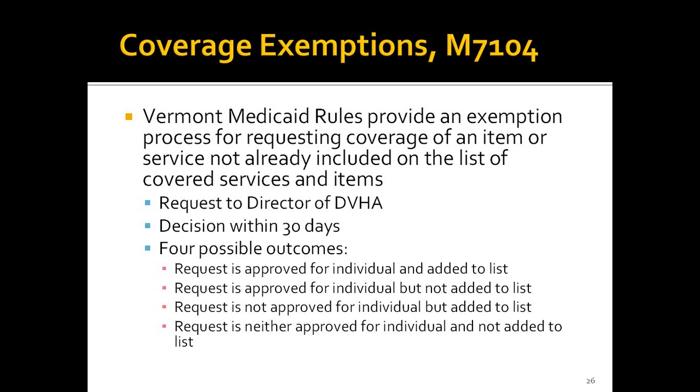And it's really quite simple. A written request to the director of DVHA. He or she makes a decision within 30 days. And there are 4 possible outcomes. Either the request is approved for the individual and added to the list. It's approved for the individual but not added to the list. It's not approved for the individual, probably because it's not medically necessary or it doesn't meet their needs, but it's added to the list. Or it's neither approved for the individual nor added to the list.